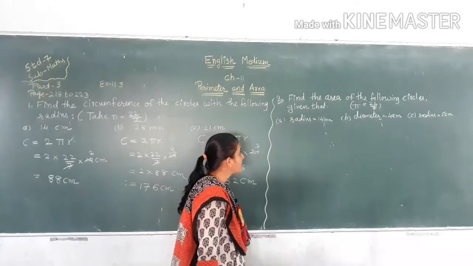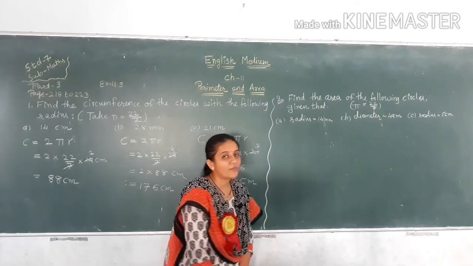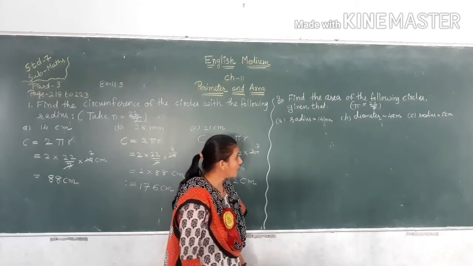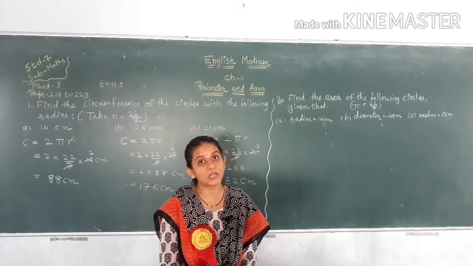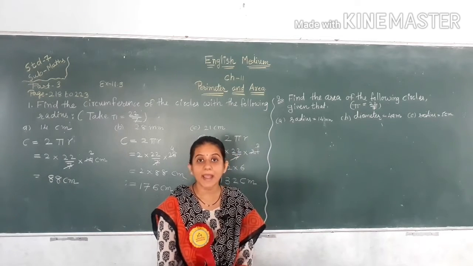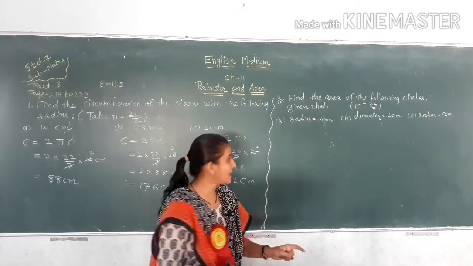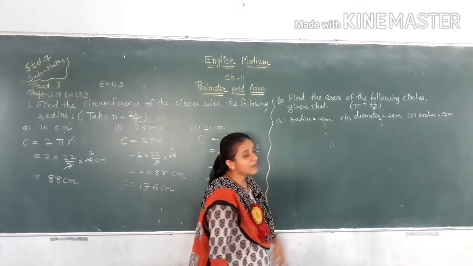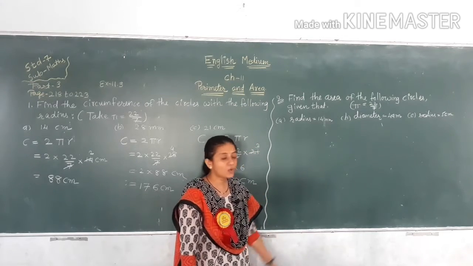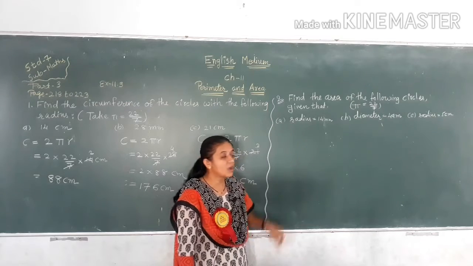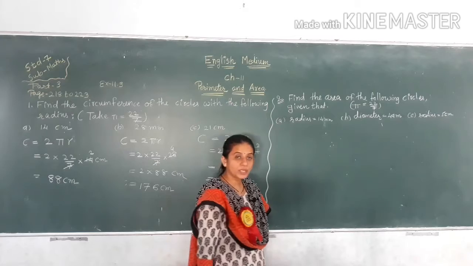Next question: find the area of the following circle. The area of a circle formula is pi r square, which is pi multiplied by r multiplied by r. Here pi's value is 22 out of 7. So the radius here is 14.